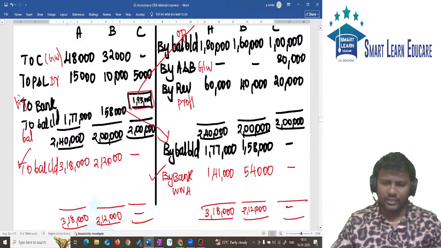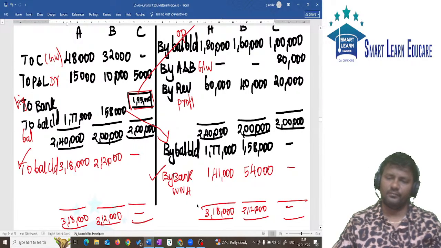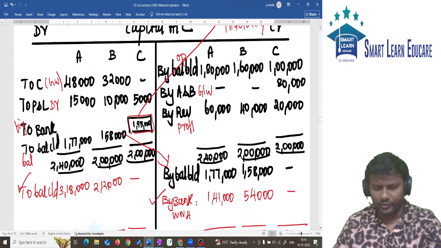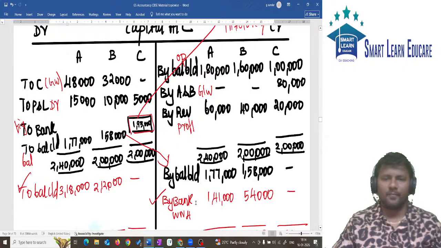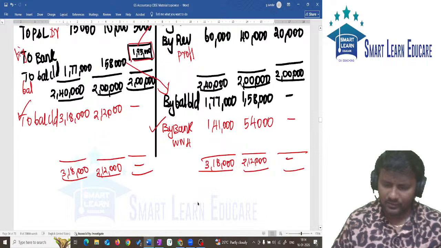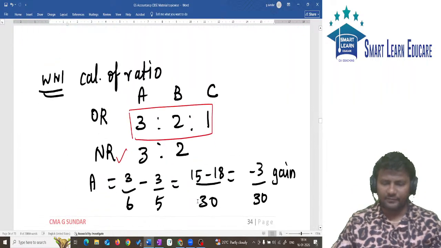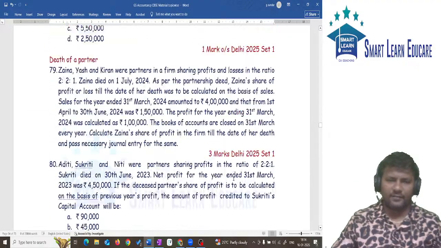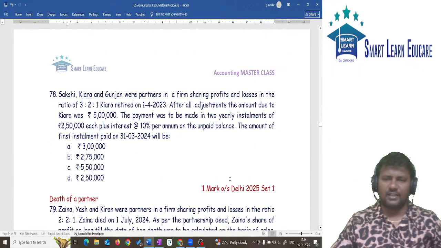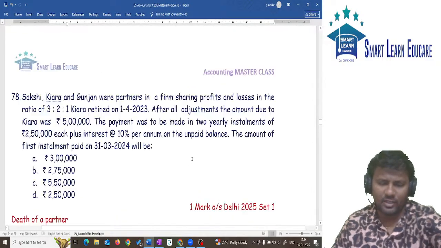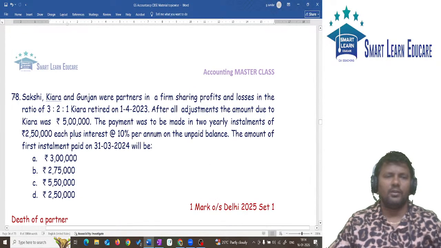This type of question can be asked in the examination. Have you understood this question? I hope it is clear. Okay, I am proceeding further. And with this we have one more question. With that we will complete this retirement concept. All the retirement concepts will come to an end.